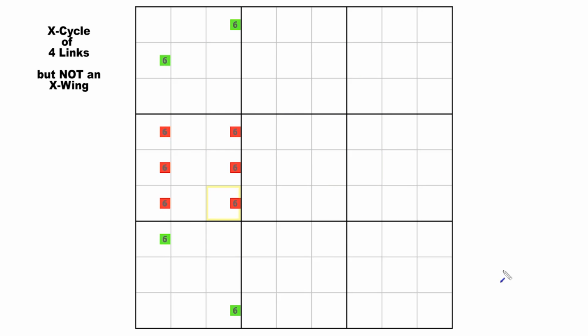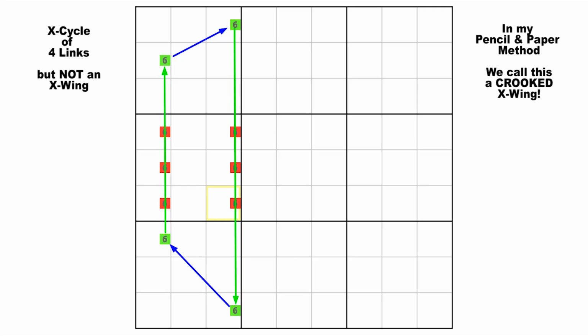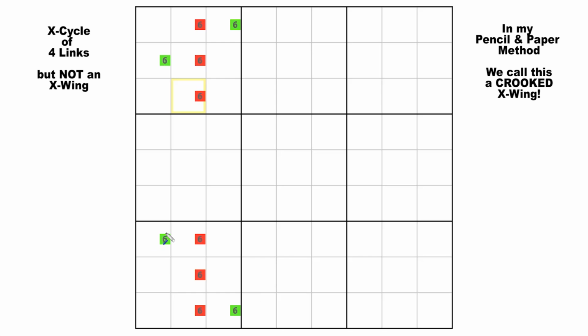But you could also have an X-Cycle with 4 links that is not an X-wing. Like if we had something that looked like this, we would again have strong, weak, strong, weak. And you could eliminate all those red colored 6s in the same 2 houses with the converted strong links. Or it could look like this, with the strong links in the columns and the weak links in the blocks. And again, you could eliminate those red-colored 6s.